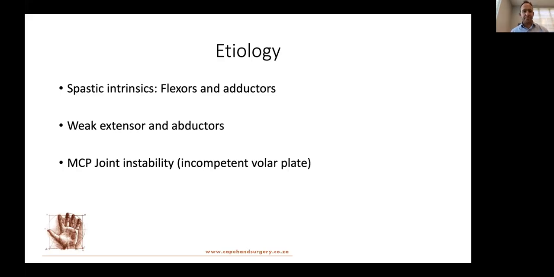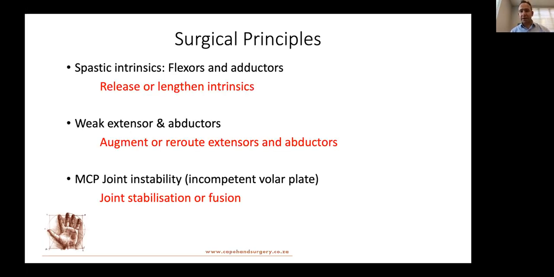So there are three problems. The one is the spastic intrinsics. Then the weak extensors, in other words, the extensors don't fire, and APL, EPB, EPL are not working nicely. And then we've got the additional problem of MCP hyperlaxity, so they go back into complete hyperextension. So a basic, very easy approach to this: once we get to the resistant case, the therapist has tried splinting, we've tried Botox, and now we've got this consistent thumb-in-palm.